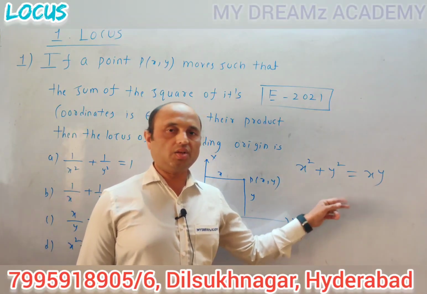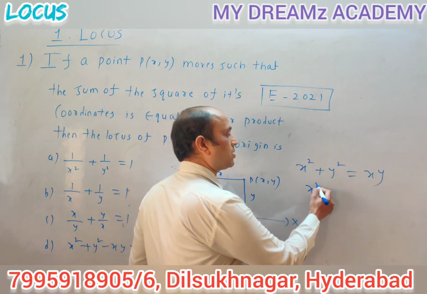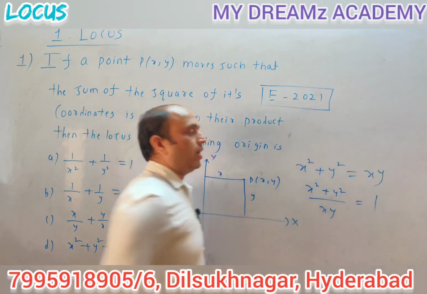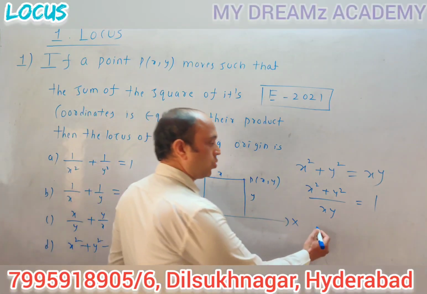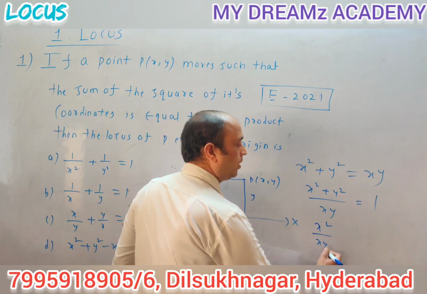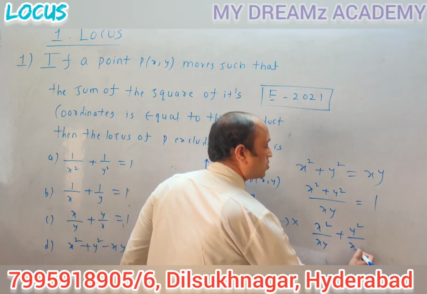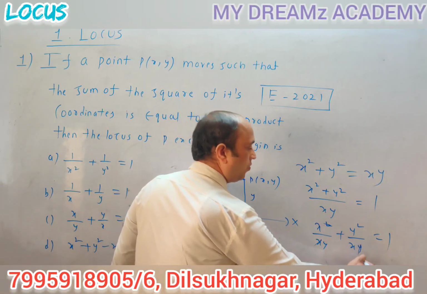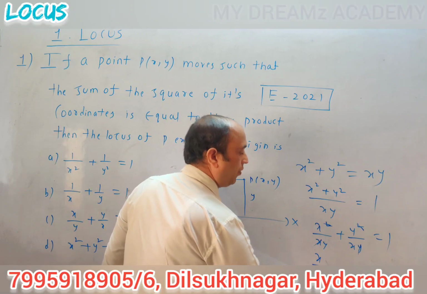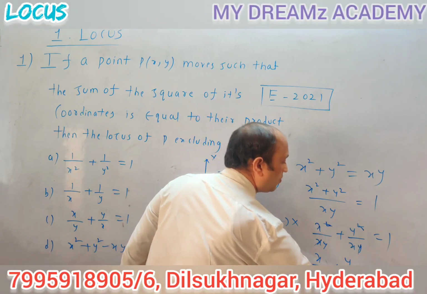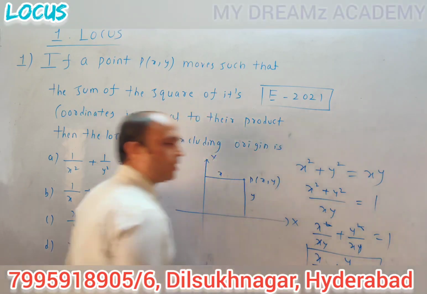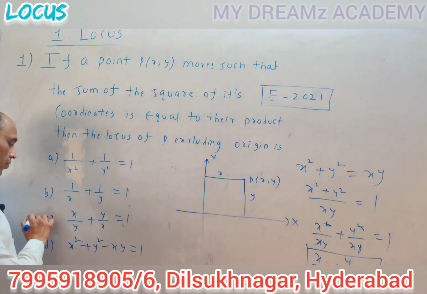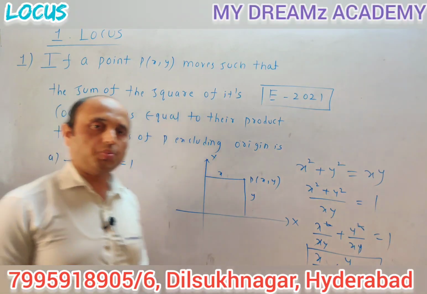Just divide this equation by xy, and we get (x square plus y square) by xy is equal to 1, since xy by xy is 1. Now split: x square by xy plus y square by xy is equal to 1. Now x gets cancelled, y gets cancelled: x by y plus y by x is equal to 1. So our required option is C, the third option is true.